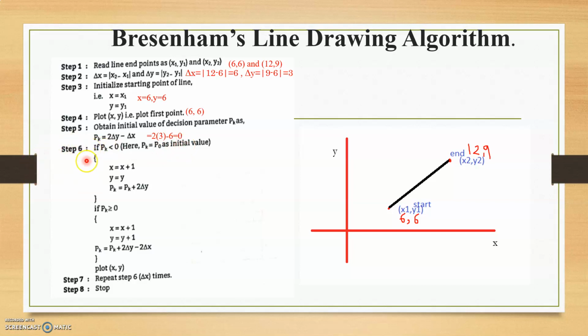Then in the next step 6, if your value of pk is less than 0, then you have to perform this operation to find the next coordinate.